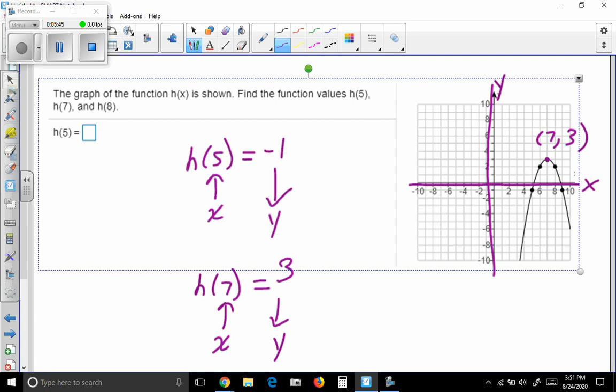Sometimes you might be told h of something is 2. What x corresponds to h being equal to 2? Well, if this is the x, that's the y. So we're asking ourselves, when y is 2, what x goes with that? This point and this point have y values of 2, so those correspond to x being 6 and x being 8. So we would say x is 6 and x is 8 when our function equals 2.